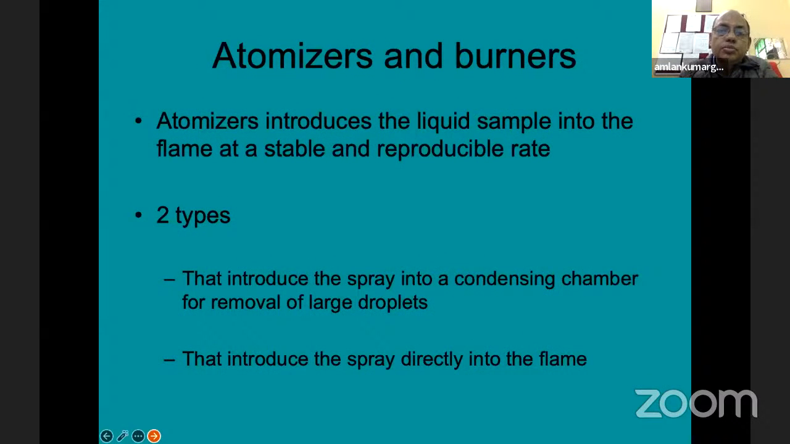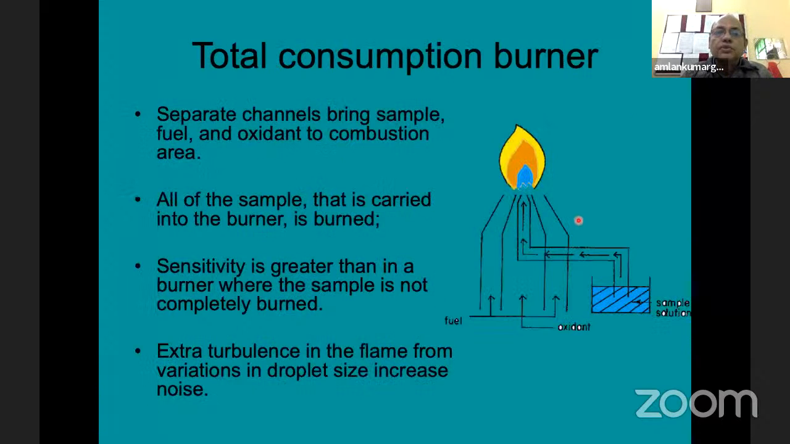Now, this is the heart of the instrument, the atomizer and the burner. The atomizer introduces the liquid sample into the flame at a stable and reproducible rate. There are two types of atomizer. One introduces the spray directly into the flame. The other mixes the spray in a chamber, removes big droplets, and allows only the very fine droplets to reach the flame. The first one is the total combustion burner, which allows all components to be mixed and introduced into the flame at the same time.